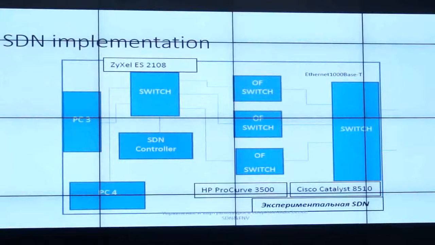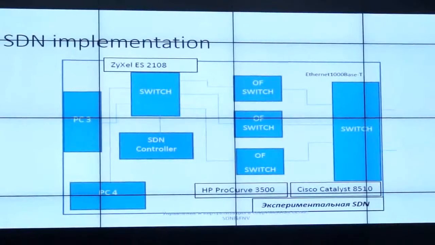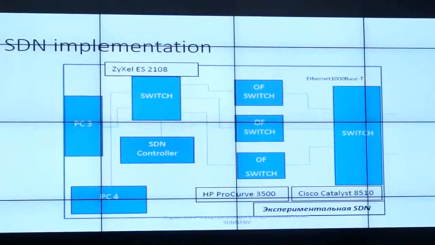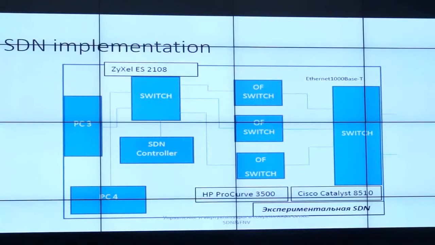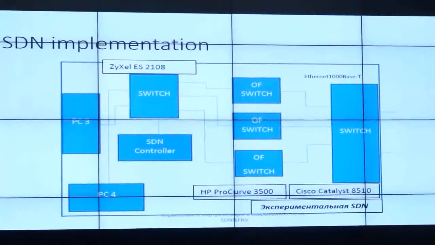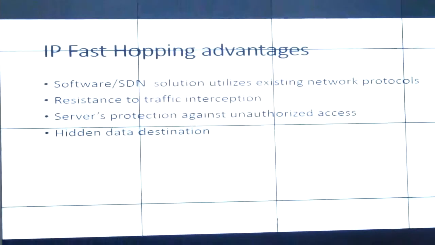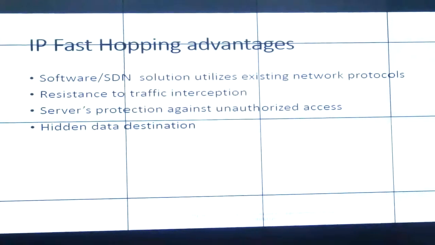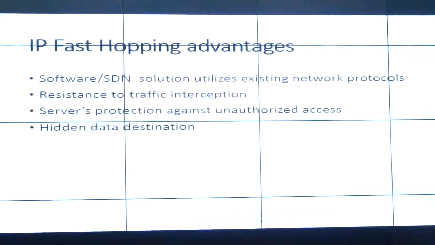Here we can see our current implementation in SDN. This is an experimental SDN. In this case, we use special OpenFlow switches for packet inspection of timestamp and session ID parameters. We use these parameters to change the IP address according to pseudo-random rules. The advantages of this approach: we have only a software and SDN solution that utilizes existing network protocols. We have resistance to traffic interception, protection of the server against unauthorized access, and hidden data destination.